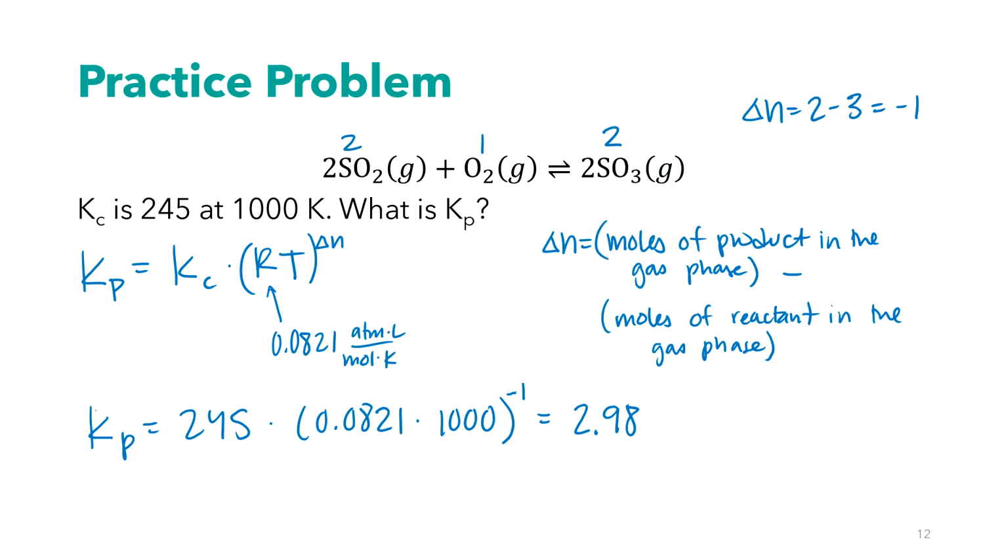Okay? And in this case, it did not cross your mind not to count any of those because they were all in the gas phase. But we are going to see reactions where you have stuff in the solid phase or the liquid or aqueous, and you don't count those. Only count the moles that are in the gas phase. So don't ignore what's in the parentheses. Delta N is only from gas phase. All right?